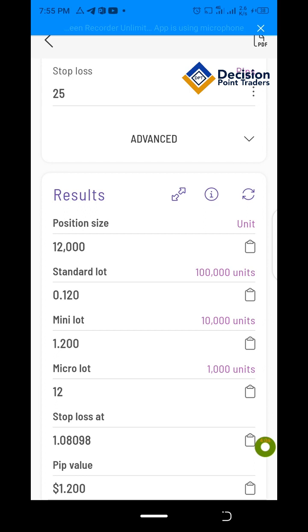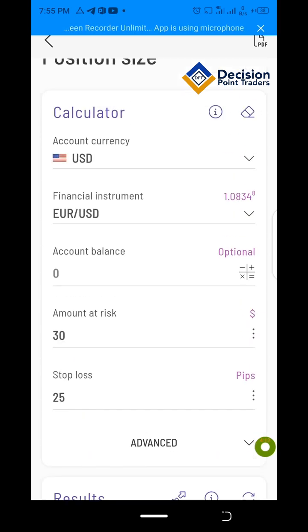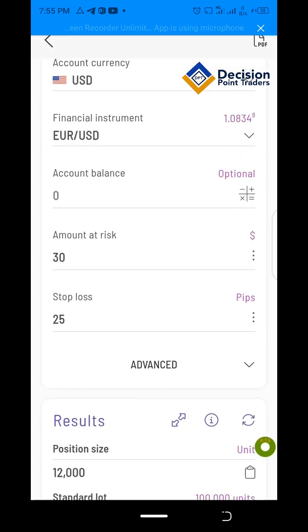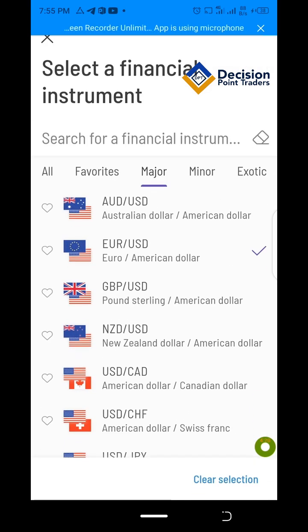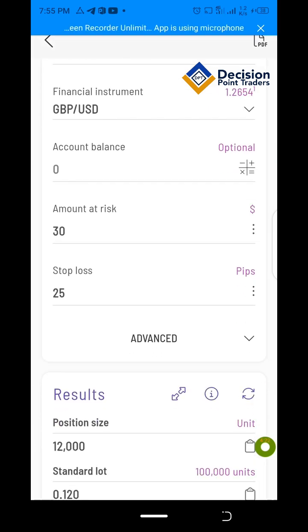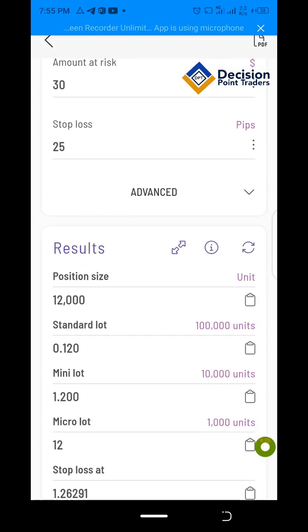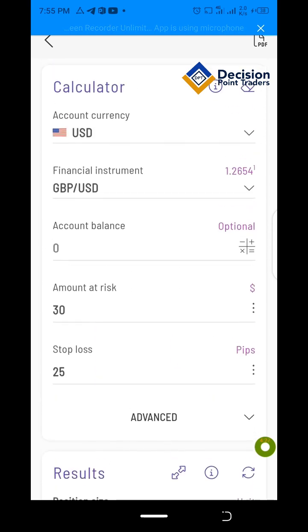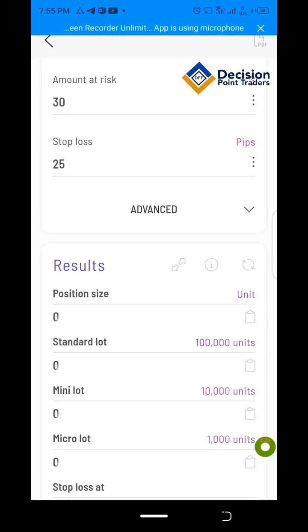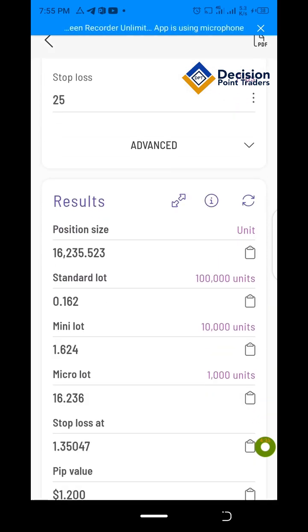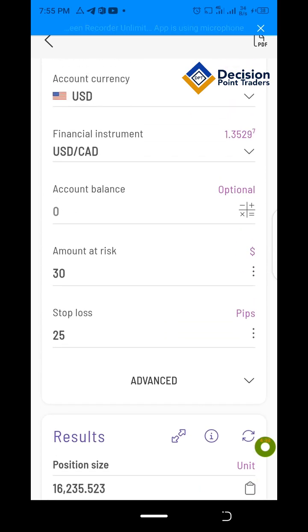can you see that the standard lot on Euro USD is 0.12? This 0.12 is the correct one for gold. Don't use that ZAR USD. Use either Euro USD. For example, Euro USD is showing 0.12, right? If I change it to GBP USD, it should still be the same 0.12 because they are the same thing. But if I change it to USD CAD, it will be different. Can you see this is 0.16? It is different.